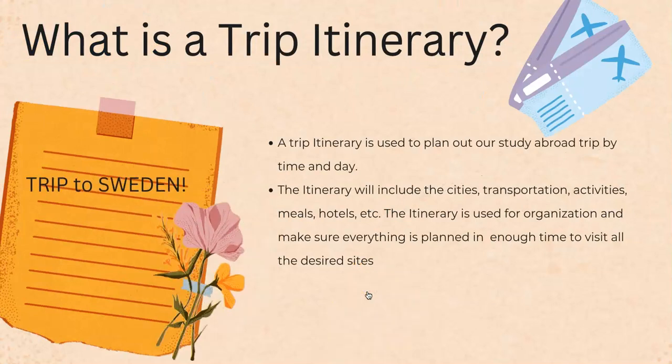What is a trip itinerary? A trip itinerary is used to plan out our study abroad trip by time and day. The itinerary will include cities we're going to, transportation, activities, meals, hotels, and many other things. The itinerary is used for organization and making sure everything is planned and there is enough time to visit all the desired sites.